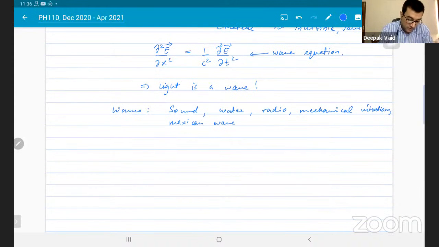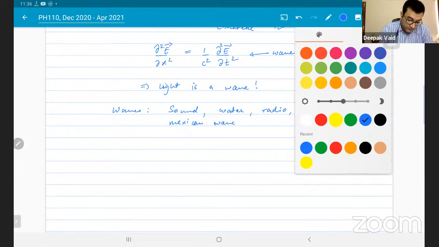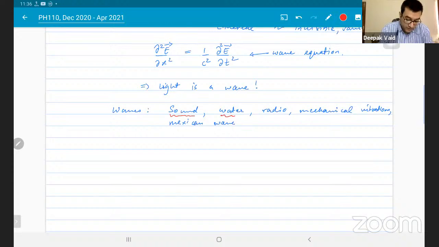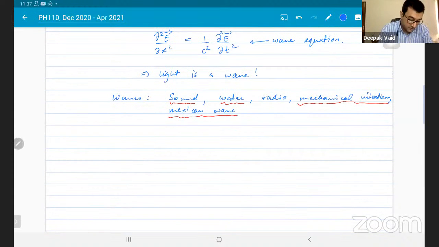So what is the common aspect of all of these? What is the common aspect of sound waves, water waves, mechanical vibrations, and the Mexican wave? They need a medium. You have read this, haven't you? So you need some substance through which the wave propagates.